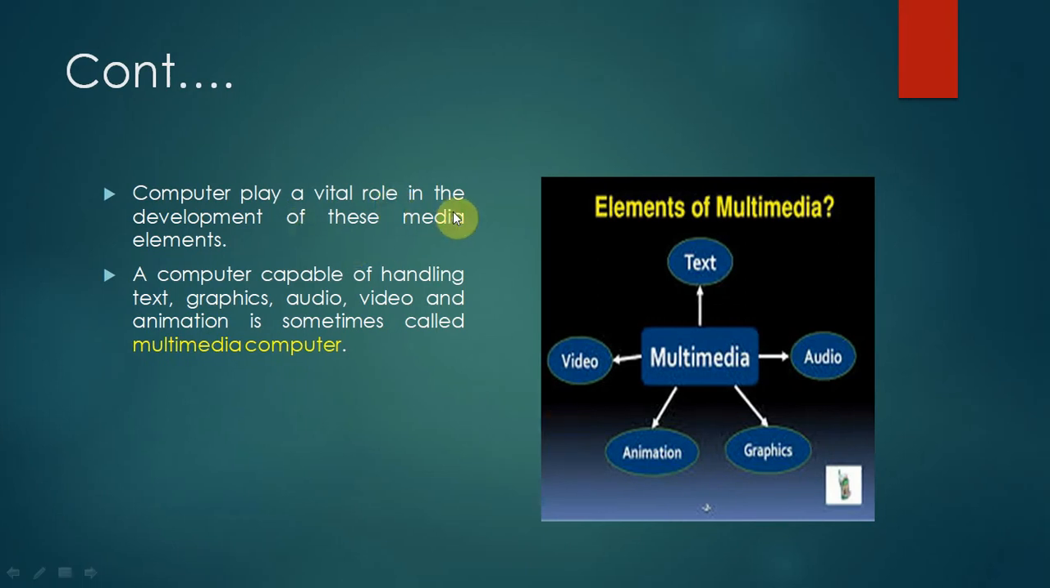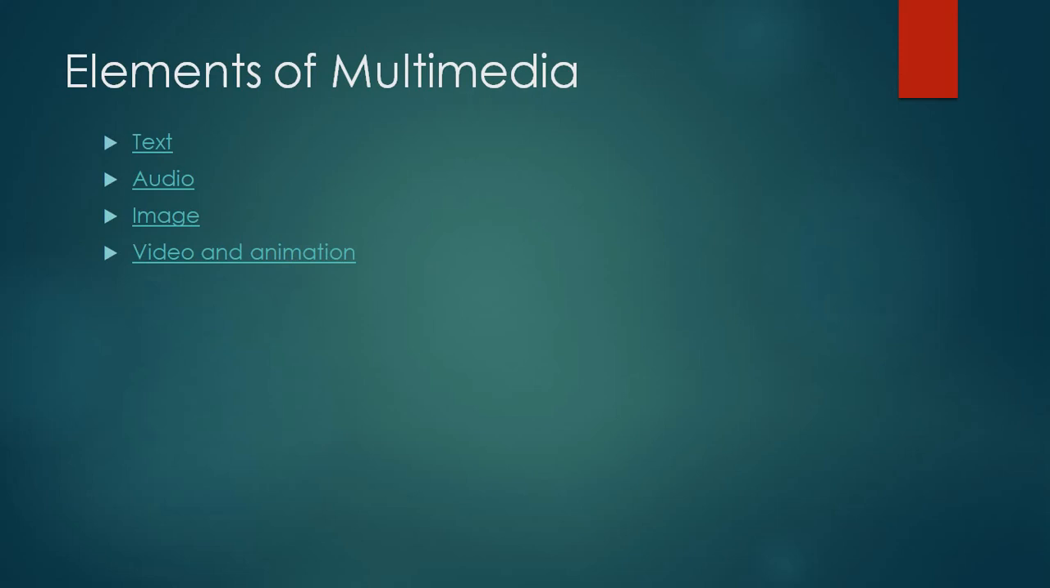Computers play a vital role in the development of these media elements. In this media, the main role is whose? The computer's, for developing media. A computer capable of handling text, graphics, audio, video, and animation is sometimes called a multimedia computer. All these elements are handled by the computer, so it is called a multimedia computer. Here are the elements of multimedia which we show. So next is elements of multimedia.